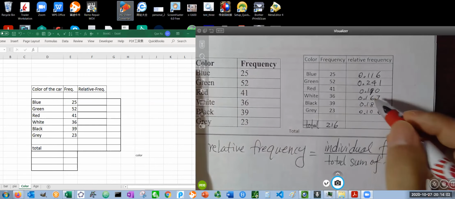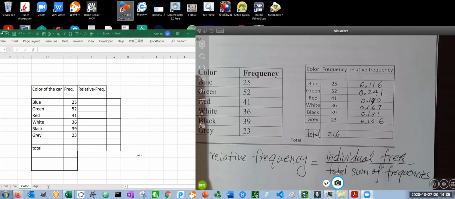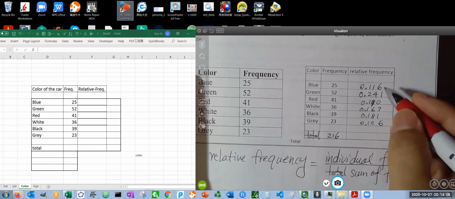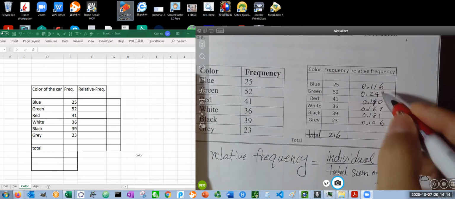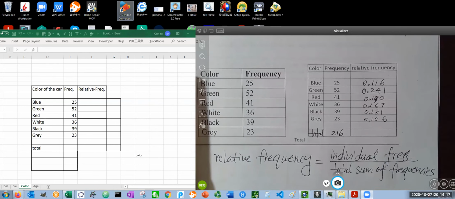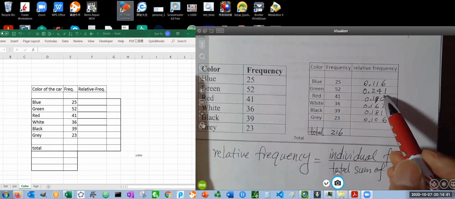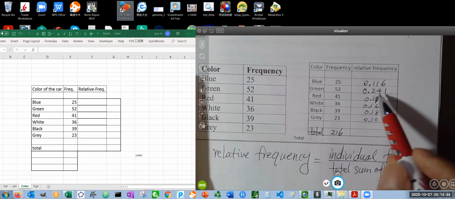Now, these numbers are called relative frequency. So what does this mean? If you convert these numbers to percent by moving the decimal point to the right two places, the first one will become 11.6. So instead of saying there are 25 blue cars involved in the total loss accidents among 216 of them, you could say 11.6% of all of the total loss accidents involve blue cars. Or we can say 24.1% of the total loss accidents involve green cars.